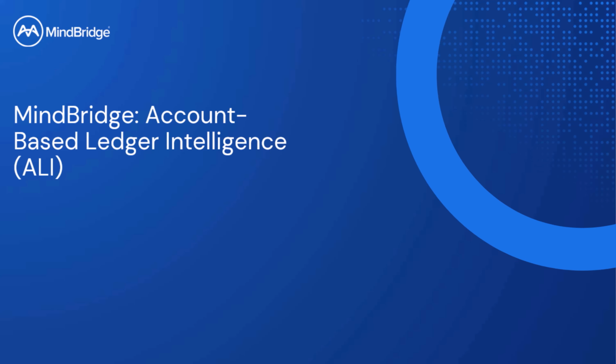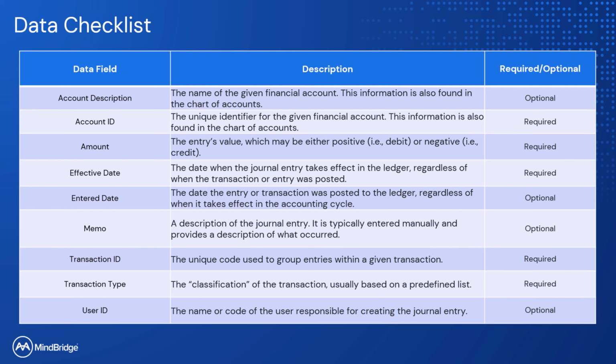Hi, today we will be walking through the account-based ledger intelligence, also known as ALI. Here's a quick overview of our data checklist, which outlines the key fields needed to ensure accuracy and depth in our analysis. Fields like account ID, amount, effective date, transaction ID, and transaction type are marked as required because they directly affect the majority of control points or tests being applied.